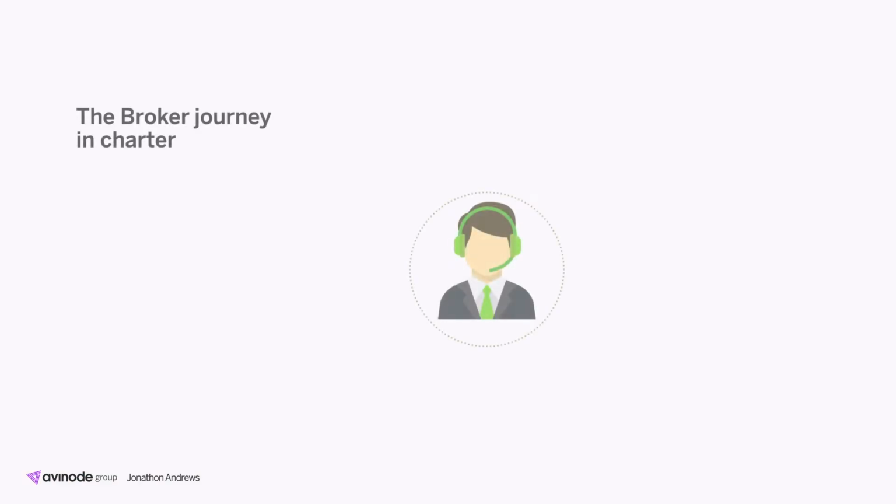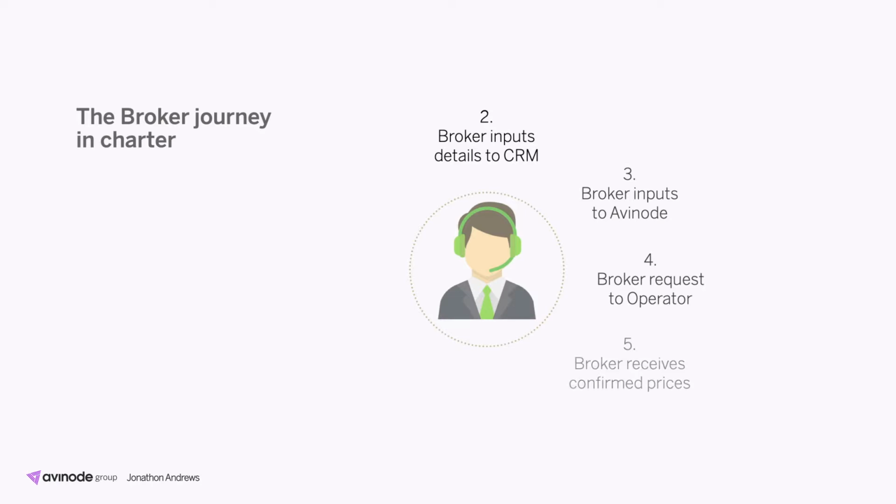Second step is the broker inputs those details into whatever CRM they're using. They can have an advanced CRM, they could have a whiteboard, an Excel spreadsheet, whatever system they're using, they need to record that information somewhere. They then log into Avinode, put those details of what the client wants into Avinode, and then wait for the search to come back. And then the broker would send requests to the operator, wait for the operator to respond, and then eventually the broker would receive confirmed pricing.